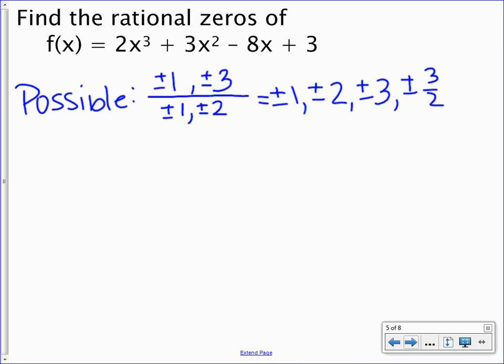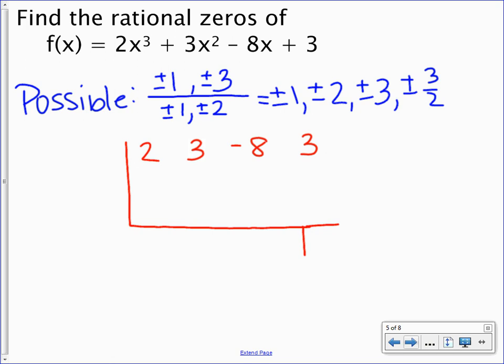So now what we can do is set up our synthetic division. 3, negative 8, 3. And if we have a zero, when we plug it into synthetic division, what's going to happen? No remainder. We should get no remainder. Okay, so that's our goal.